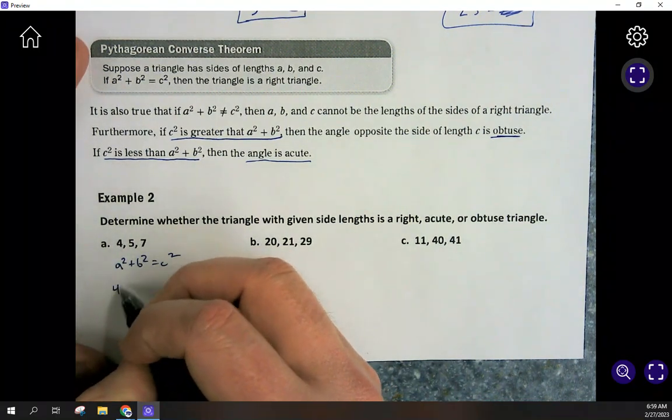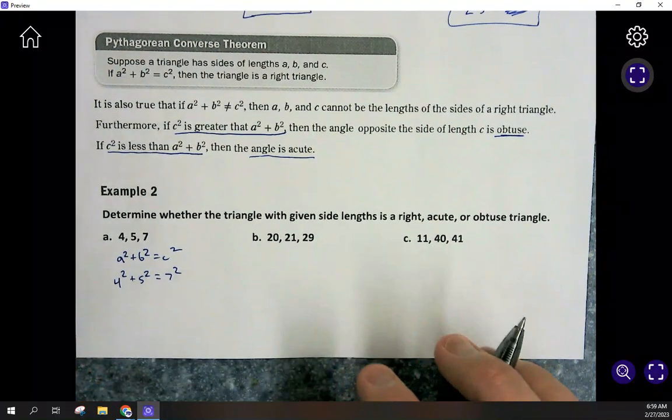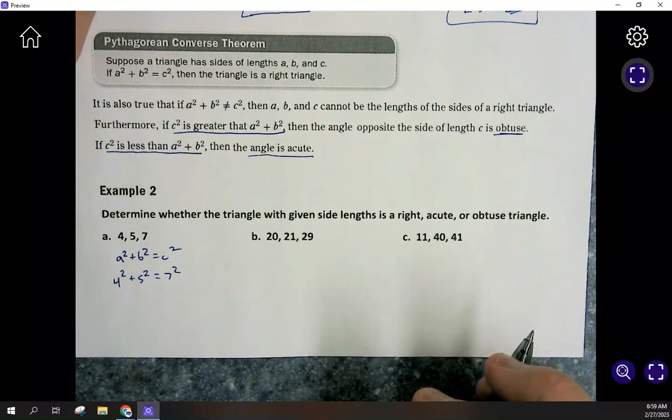Okay, so I'm just going to drop these right in. 4 squared plus 5 squared equals 7 squared. And we're going to test this and see if that comes out to be a true statement.